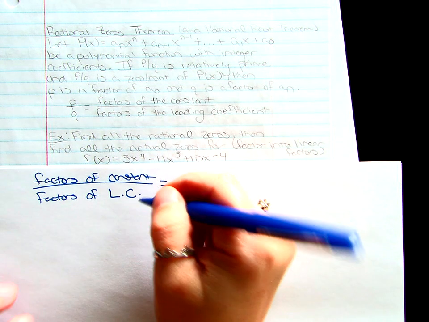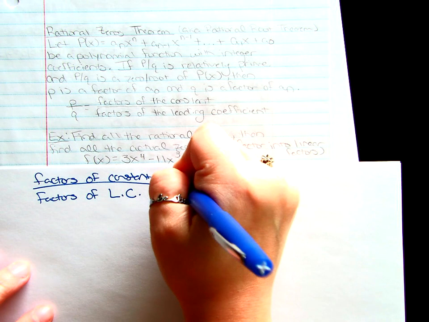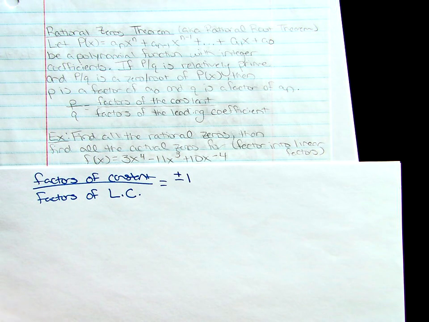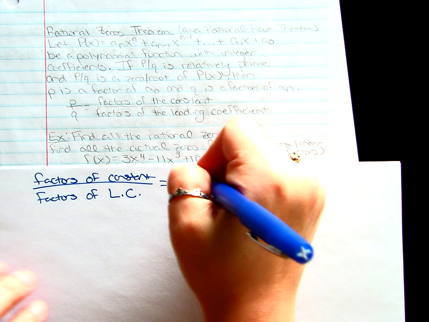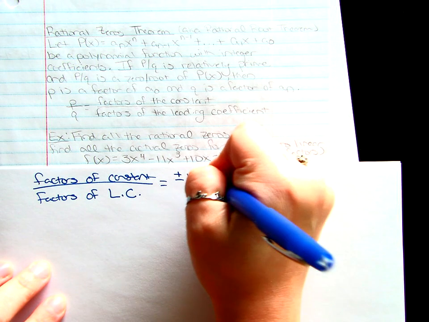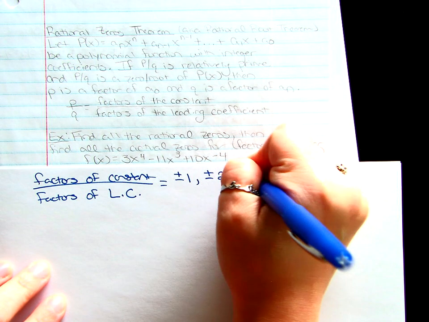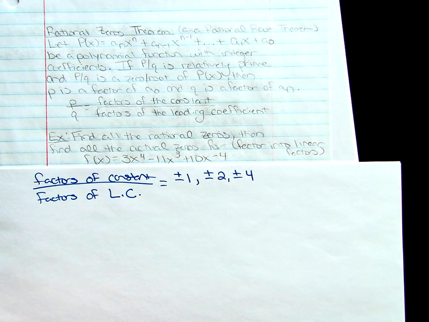So here's how it works with factors of our constant and leading coefficient. We're always going to put plus or minus, because if I have +1 and -4, I can get -4. If I have -1 and +4, I can get -4. So we're always going to include the positive and the negative. So you said plus or minus 1, plus or minus 2, and plus or minus 4. There's some combination of 2 of those that will always give me -4.